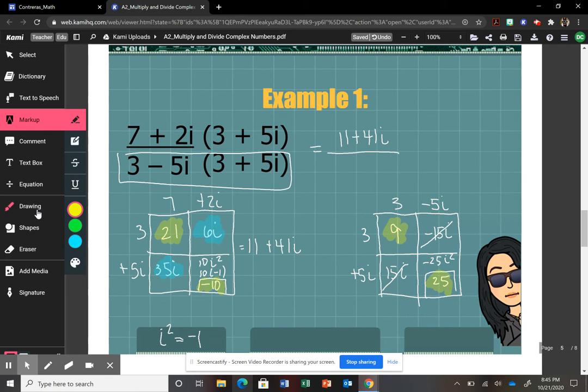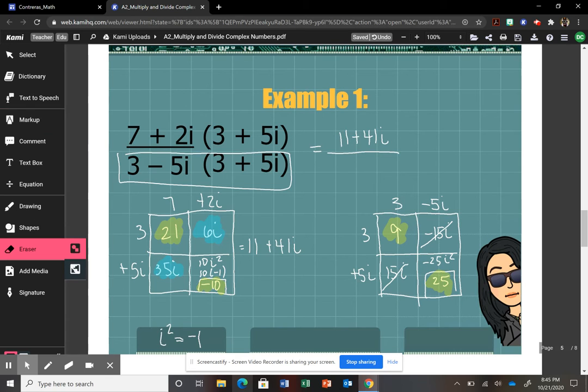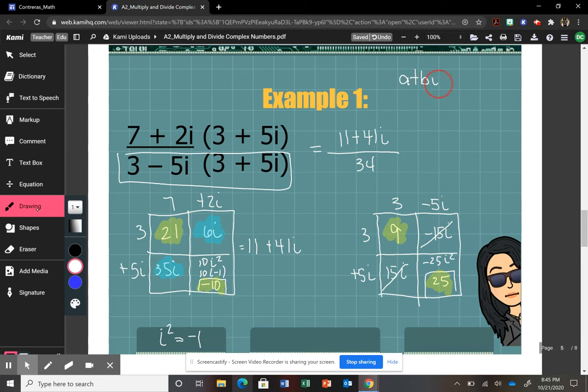Okay, so now I add my like terms. So I have 9 plus 25, which gives me 34. And then I have to write it in a plus bi form, which is 11 over 34 plus 41 over 34i. That's a plus bi form.